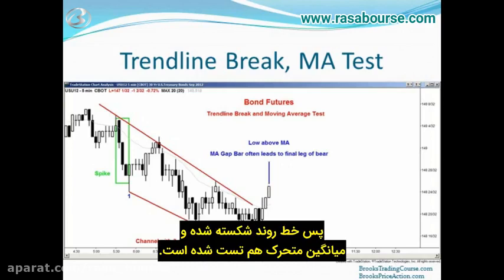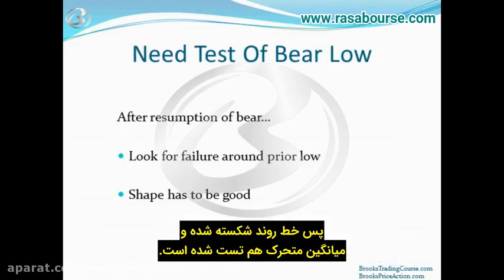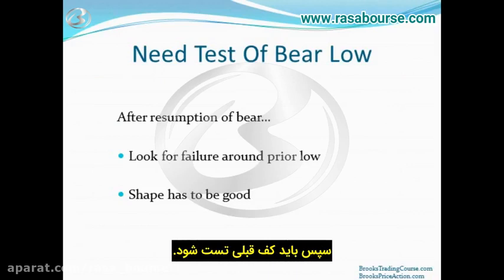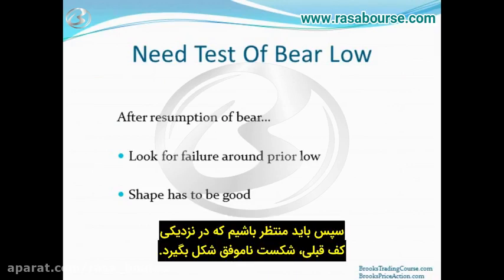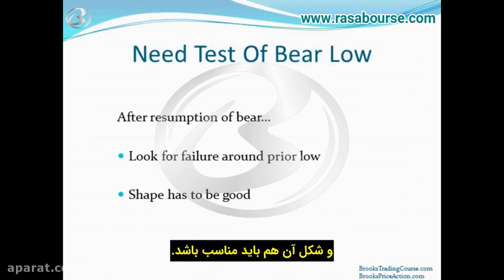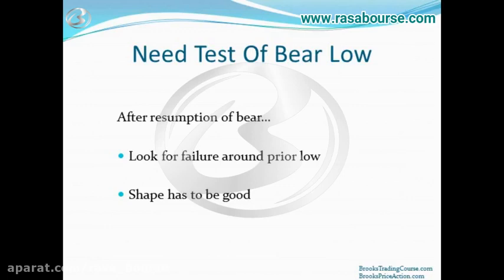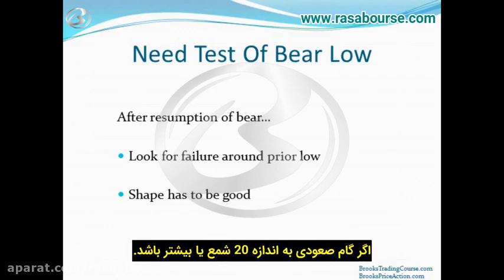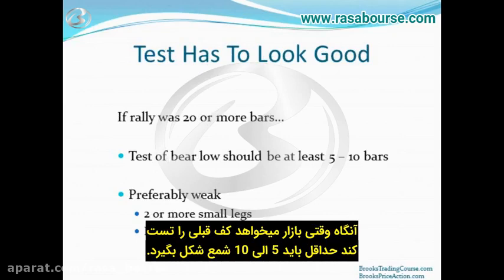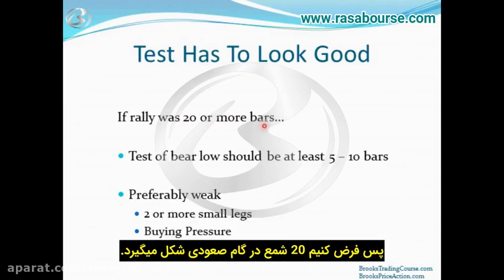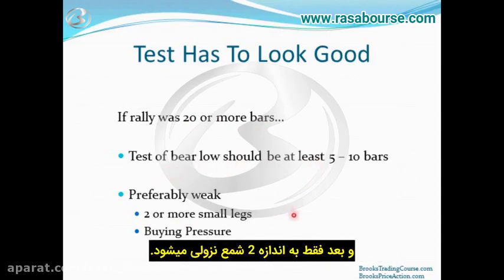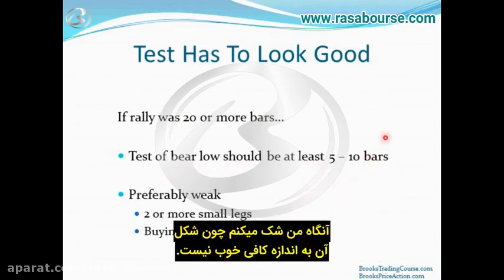So we have the break of the trend line, the test of the moving average. Next, we need a test of the bear low. So we need the bear trend to resume, and then we have to look to see if there's a failure around the old low, and you want the shape to be reasonably good. If the rally was 20 or more bars, you want the bear test of the bear low to be 5 or 10 bars. So if that rally goes up for let's say 20 bars, and then it just drops for 2 bars, I would be suspicious that the shape is not good enough.